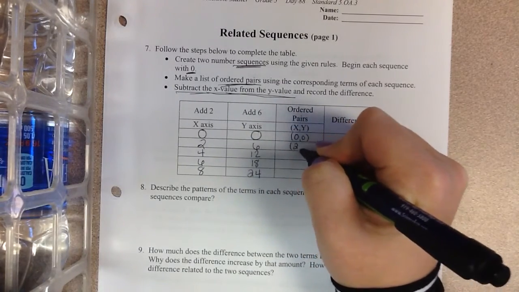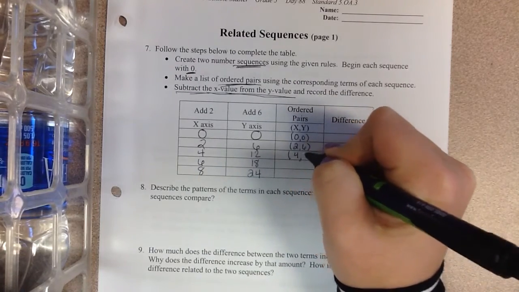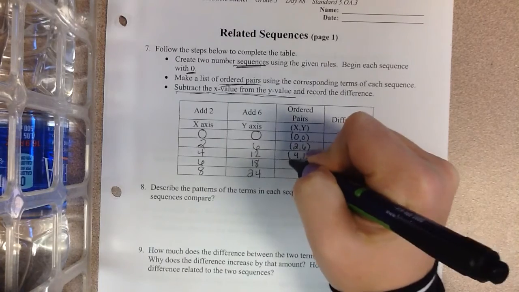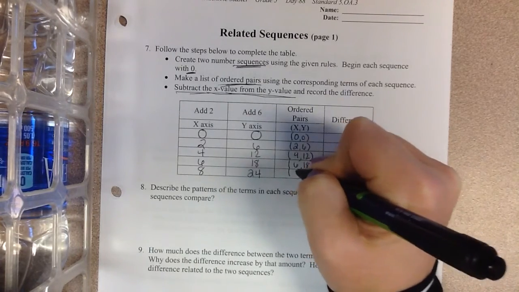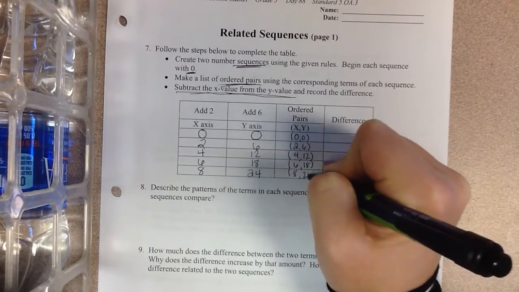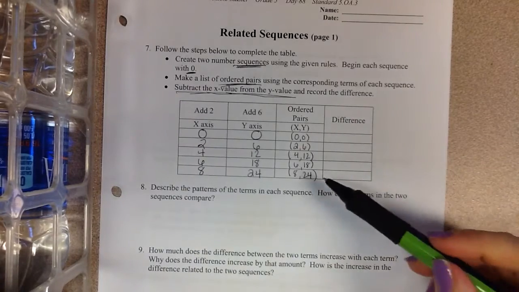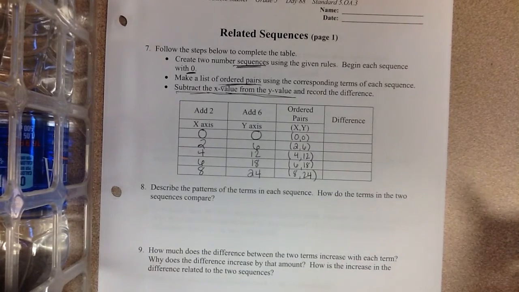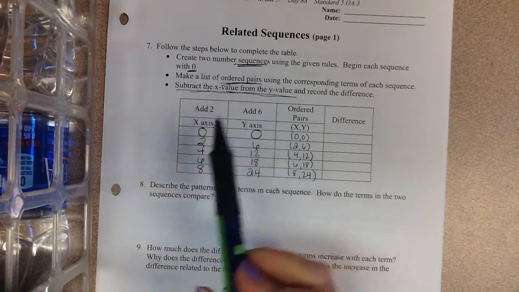So this is what people who analyze data do, and they show it visually. So all I did was follow the rule. I created my table and then I used these numbers to make an ordered pair. It says I have to find the difference. Let's go back and look at the difference. Subtract the x value from the y value.